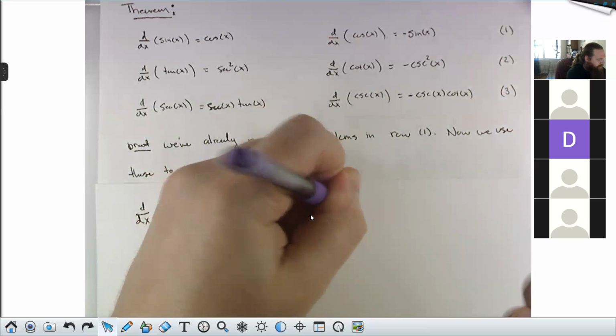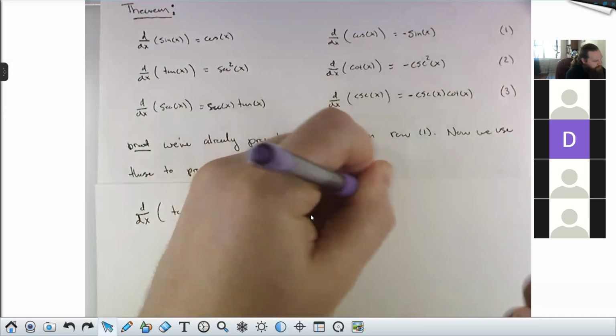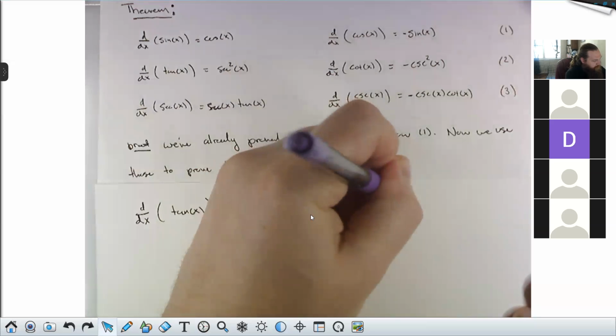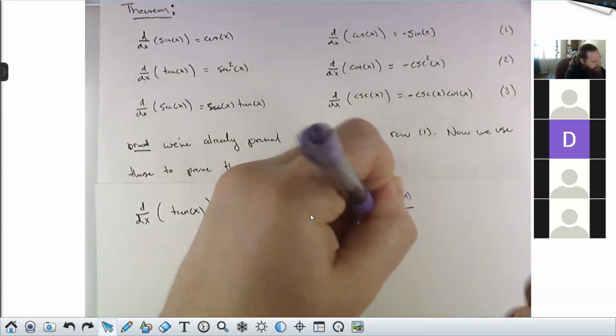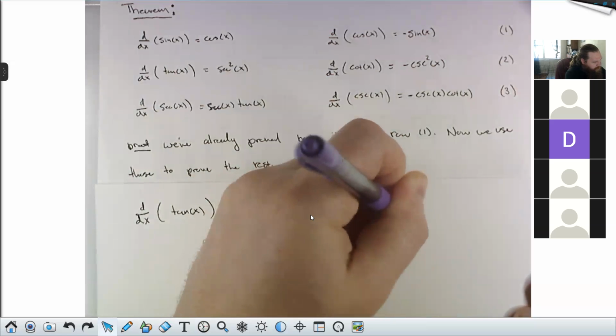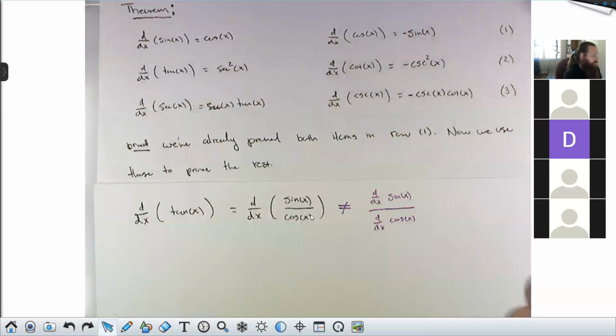No, this is not the derivative of the top over the derivative of the bottom. This is maybe the tempting thing to do. Why is that not the case? What's wrong with the purple? It's a reasonable thought, don't get me wrong. I'm not saying that 99% of people wouldn't try this right away.